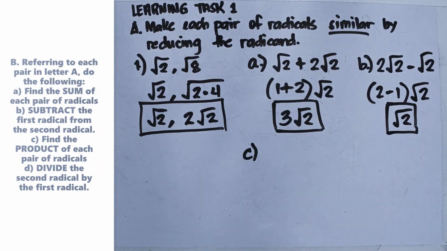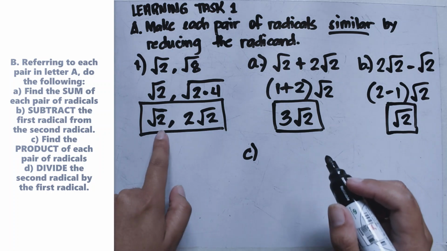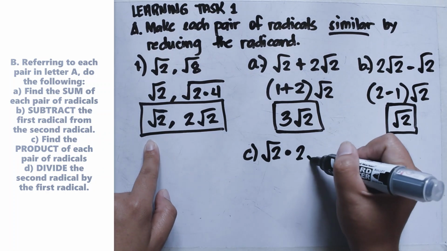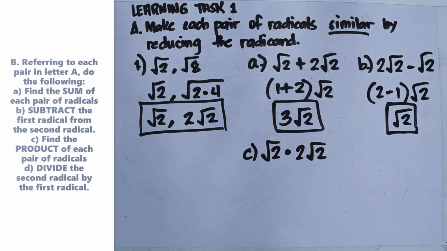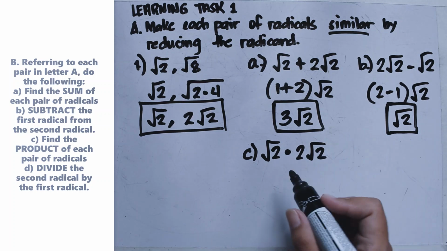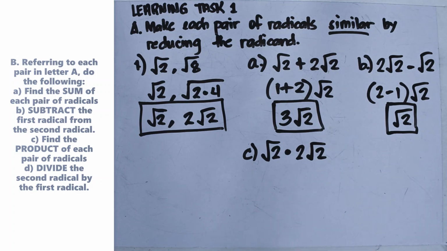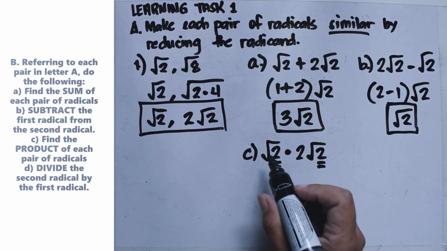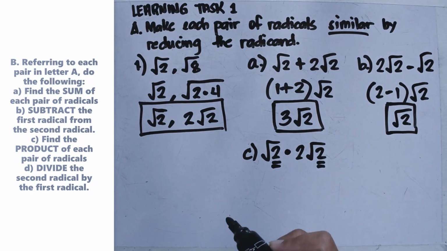In letter C, it says, find the product of each pair of radicals. So, we will multiply these two. We have square root of 2 times 2 square root of 2. In multiplying radicals, guys, it's easy. It's the same rule as addition and subtraction, but the difference is that in multiplication of radicals, even if their radicands are not the same, what matters is that their index is the same.